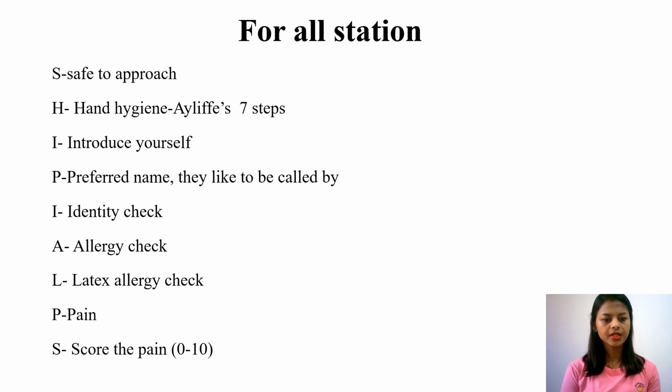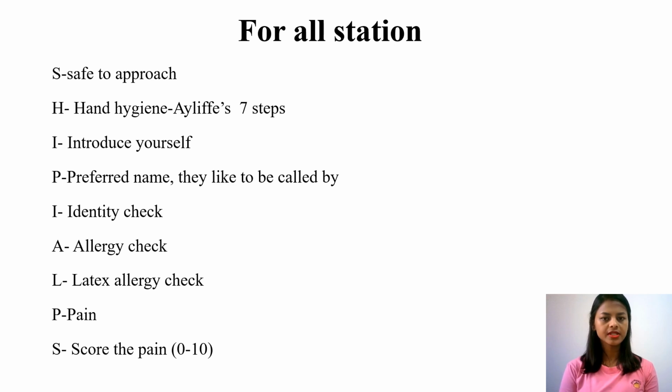And then you have to check for the allergy. So you have to ask the patient whether the patient is allergic to any drug or any food, any peanut or anything. And if the patient is allergic to a drug, then you have to see the red wristband. And if it is not there, then you have to say that I will give you the red wristband. And then you have to check for the latex allergy, and you have to make sure the patient is comfortable or the patient is having pain.